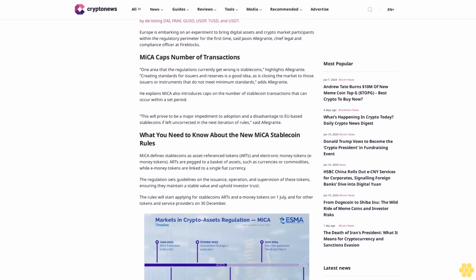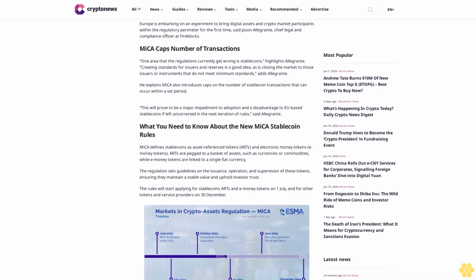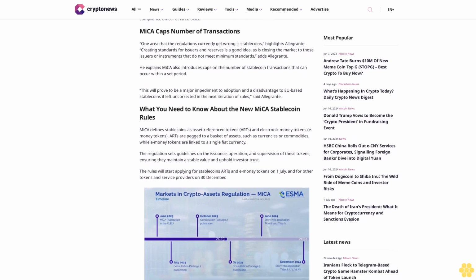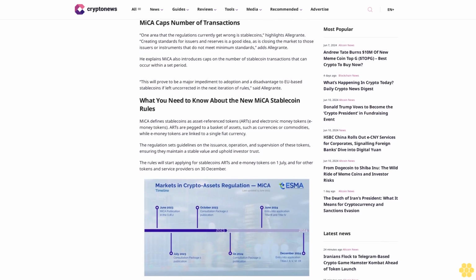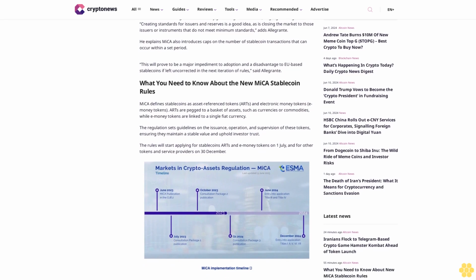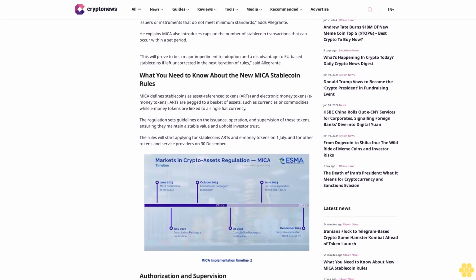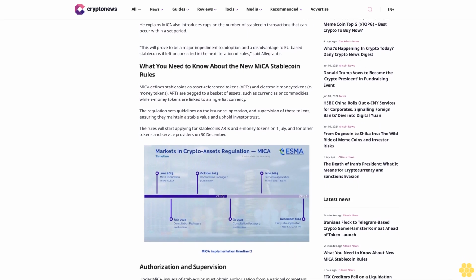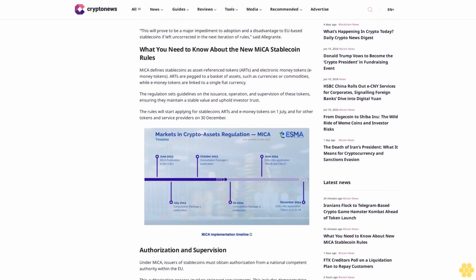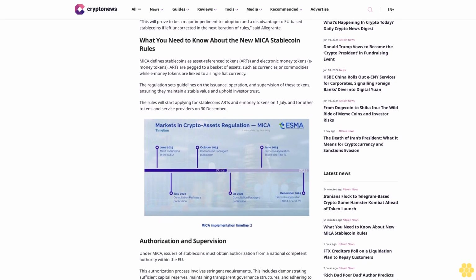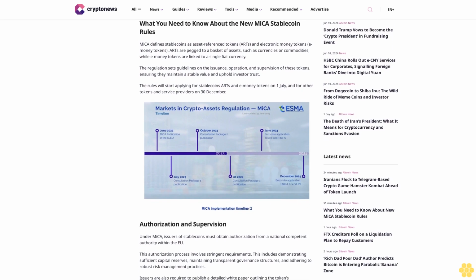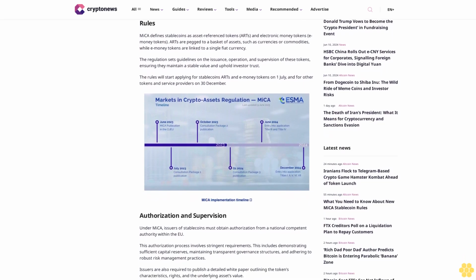MiCA caps number of transactions. One area that the regulations currently get wrong is stablecoins, highlights Allegrante. Creating standards for issuers and reserves is a good idea, as is closing the market to those issuers or instruments that do not meet minimum standards, adds Allegrante. He explains MiCA also introduces caps on the number of stablecoin transactions that can occur within a set period. This will prove to be a major impediment to adoption and a disadvantage to EU-based stablecoins if left uncorrected in the next iteration of rules, said Allegrante.